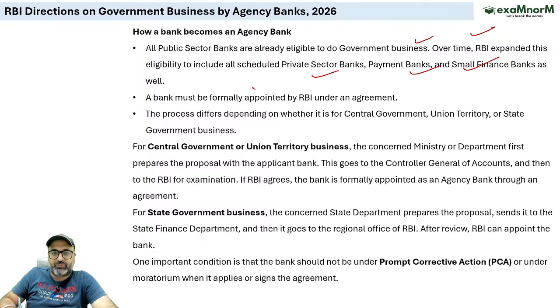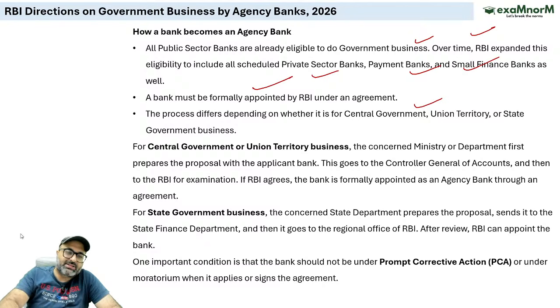A bank must be formally appointed by RBI. The process differs. What will be the appointment process? So that will be different for different types of government. I would say अगर जैसी गवर्नमेंट है उस तरह की आपकी अपॉइंटमेंट फॉर्मेट होगा. सेंटर गवर्नमेंट है तो अपॉइंटमेंट का फॉर्मेट डिफरेंट है, स्टेट गवर्नमेंट है तो अपॉइंटमेंट का फॉर्मेट डिफरेंट है, विच यू हैव टू नो. अगर यू कैन रीड ऑन द स्क्रीन, दिस वेरी क्लियरली मेंशन ऑन द स्क्रीन इटसेल्फ.